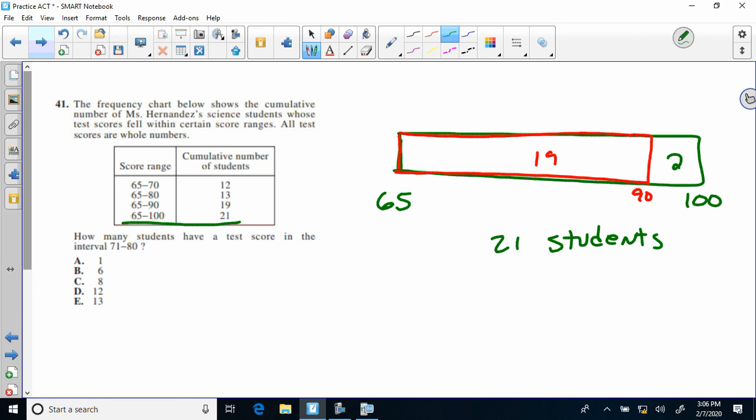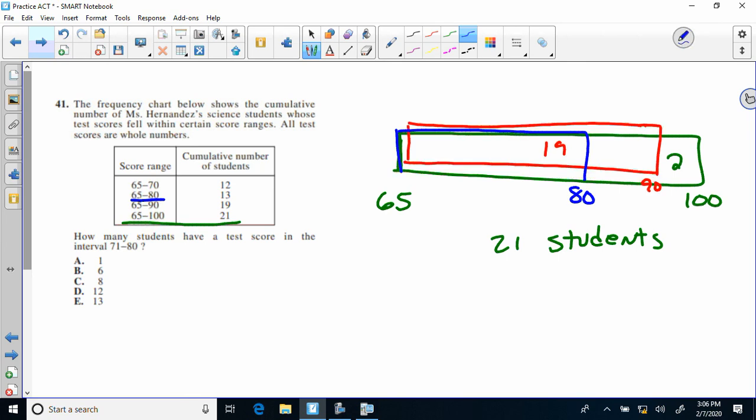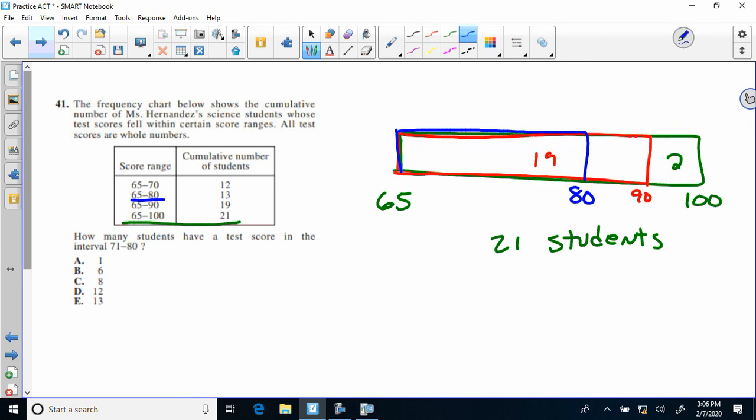Okay, so then I do my next one. So now I'm doing 65 to 80. So if I started at 65 and I only went over to 80, I'm going to move the 19 just up to the top so it's not so confusing. Okay, so 65 to 80, there were 13 in the blue rectangle. So if I did my blue rectangle, there's only 13 here. So in the red, there were 19. There's only 13 in the blue, which means there were 6 of them sitting over here.